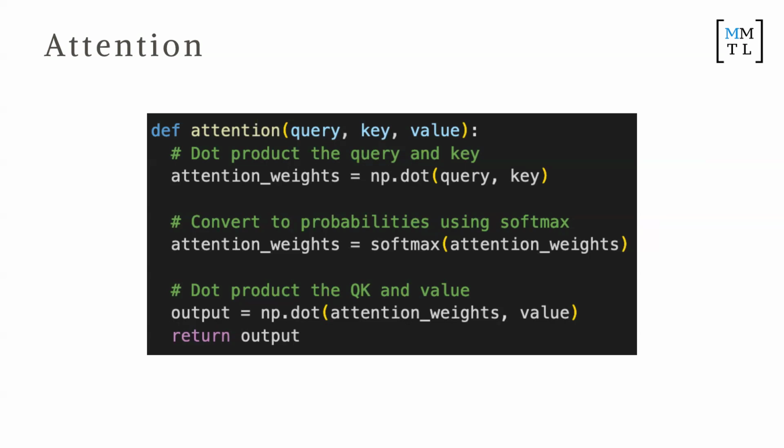You then have the second step where you convert to probabilities using softmax. Softmax is a special mathematical function that converts a matrix to probabilities. So it sums up to 1. It's always between 0 and 1. That's that nice probability metric. And then the final step is to take the dot product of the attention weights and the value. So it's just pulling that word towards the sentence.